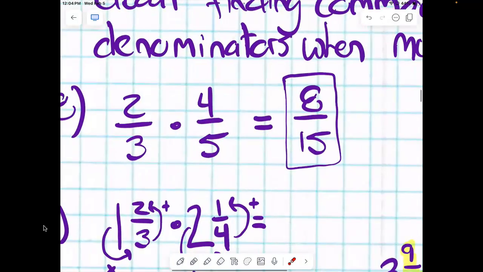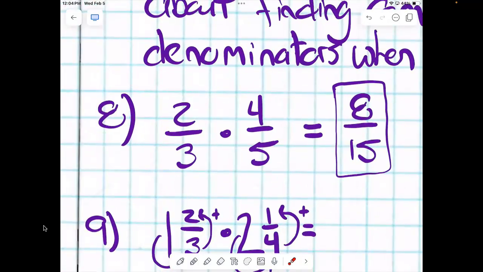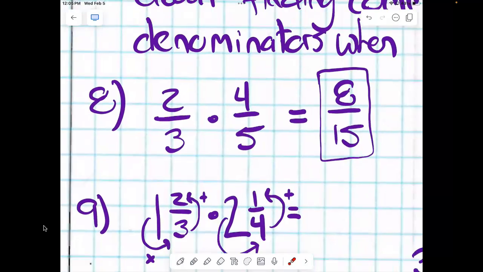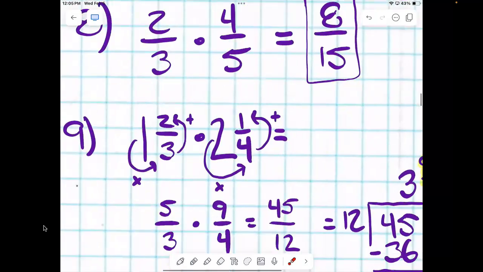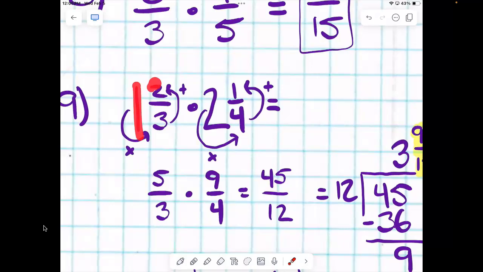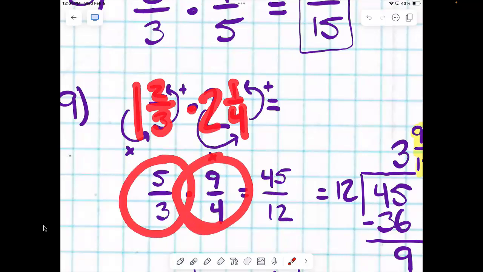All right, so number 8, we don't have common denominators, but we still just simply multiply, right? Yes? Number 9, so the problem was 1 2/3 times 2 1/4. What must you do before solving? Convert them to improper fractions. So we converted to improper fractions using what process? What are these arrows?